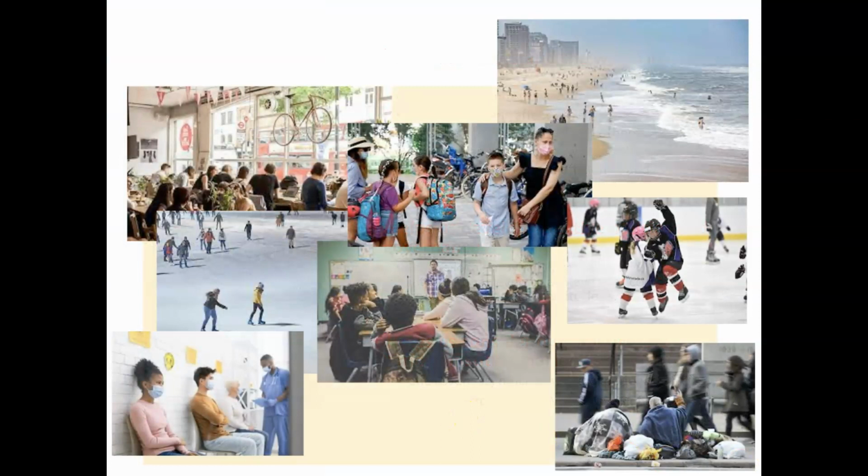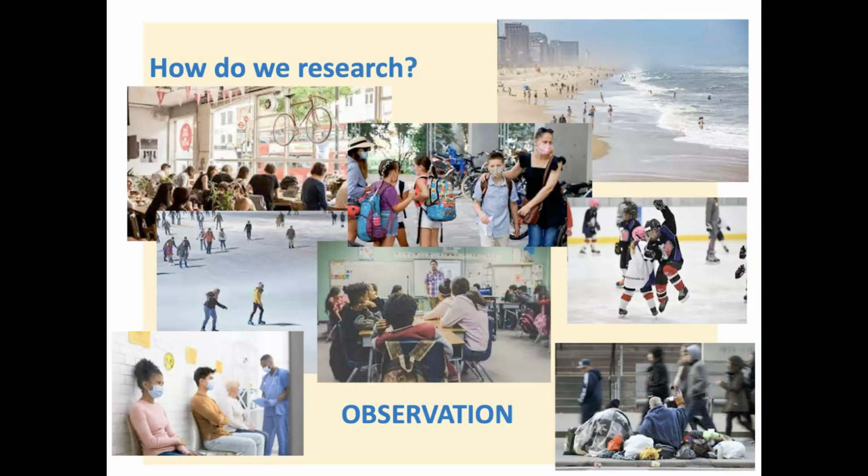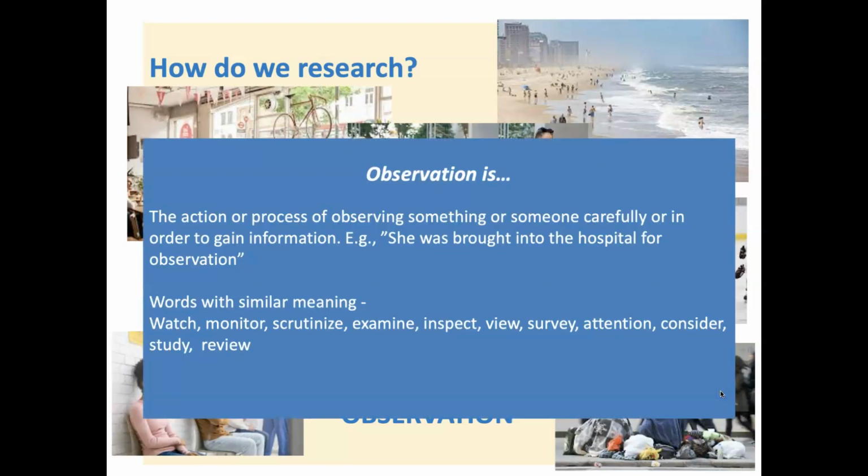Of course, research can happen anywhere. And as the Baker and Marshall, Rossman and Blanco readings demonstrate, one of the most common forms of research is observation. With all of this in mind, then, how might we understand observation as a research approach? Well, observation is the action or process of observing something or someone carefully, or in order to gain information.